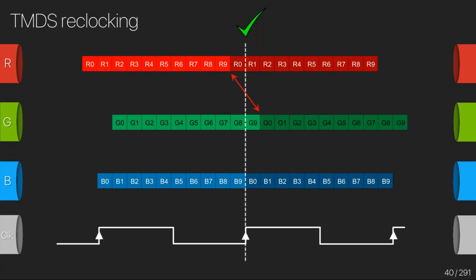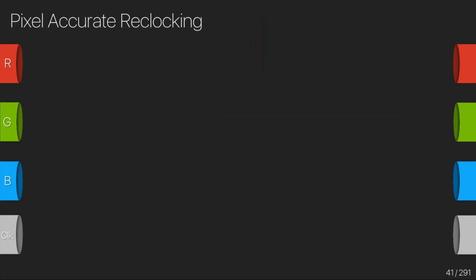The displays can accommodate a certain number of bits being skewed, typically 1 or 2, but as you go through multiple devices and this skew adds up, you can very easily get into a situation where the signal can't be recovered. If you get to that situation, what you need to do is use another technology called pixel accurate reclocking. This is a Lightware proprietary technology.